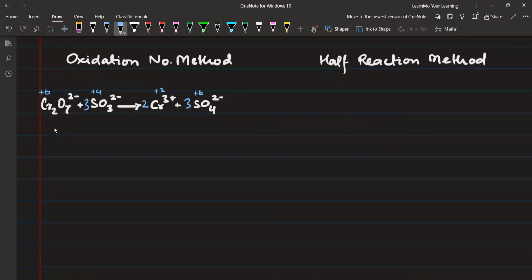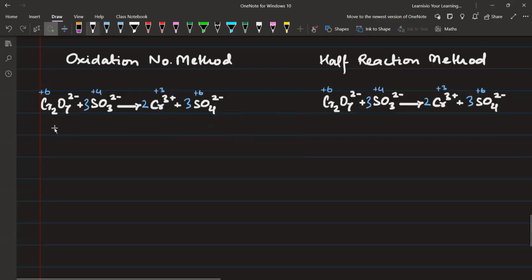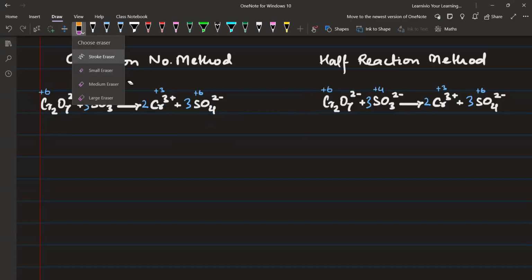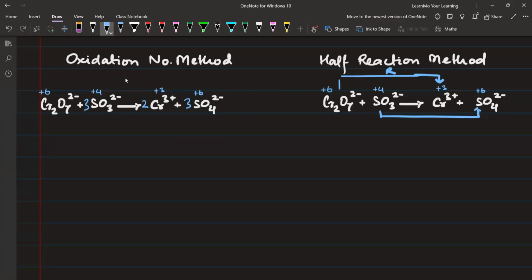ठीक है. I mean, in half reaction method, what you have to do, you have to identify first of all. For example, we have this same reaction. In this also, you have to calculate the oxidation state. Now, once you calculate the oxidation state, you are not going to directly multiply anything here. What you will do is identify the oxidation half and the reduction half. If I look at the chromium here, it is undergoing reduction. So this is reduction, and SO3 2 negative is undergoing oxidation.